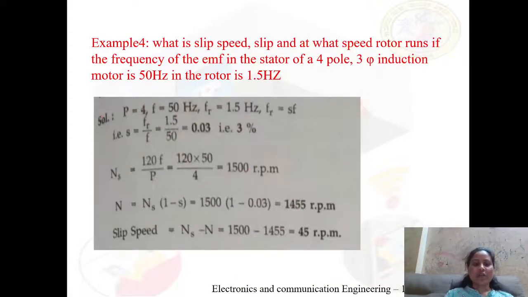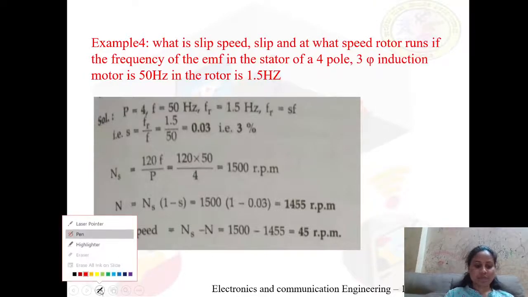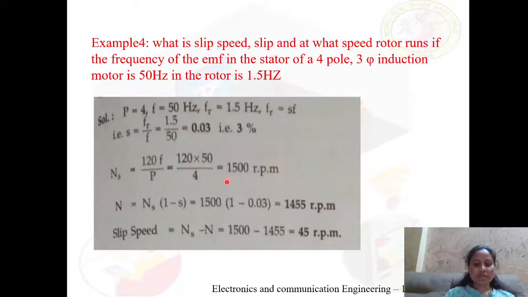Okay, another problem. What is the slip speed, slip, and at what speed the rotor runs if the frequency of EMF in the stator of a 4-pole 3-phase induction motor is 50 Hz and the rotor frequency is 1.5 Hz. So we need to find the value of slip speed and the slip.